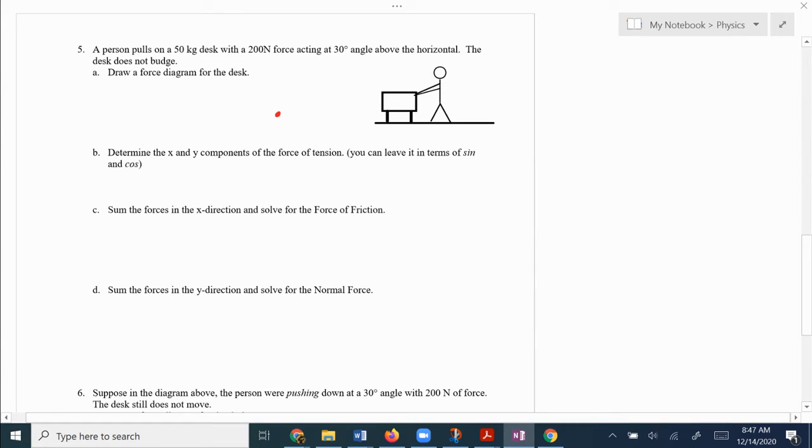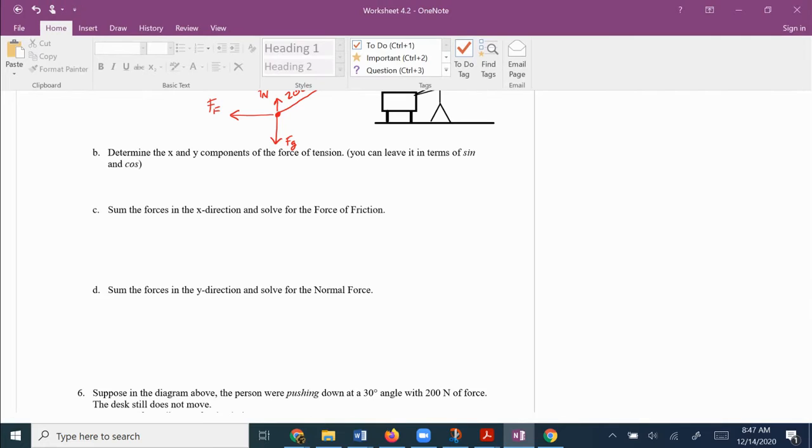So we got our person. They're pulling with 200 newtons. We got our force of gravity, we have our normal force. Note that the normal force should be smaller than the force of gravity because you're supporting some of the weight as you lift up on it. And then, it's not budging, so the force of friction does need to be there, kind of opposing your direction of motion. It then says determine the x and y components of tension. So let's see here, we'll do that next.